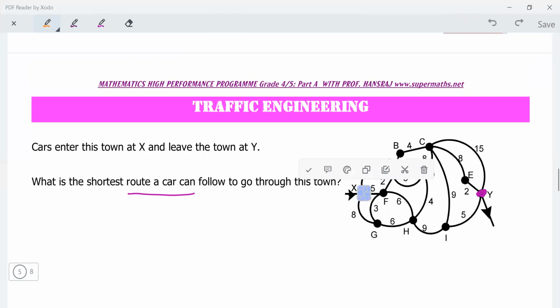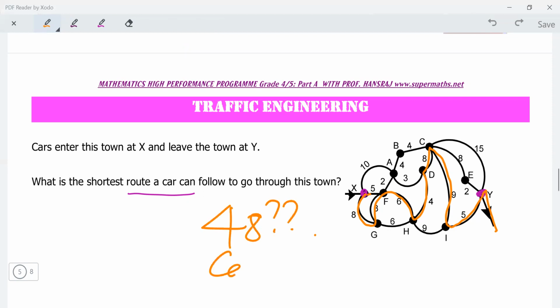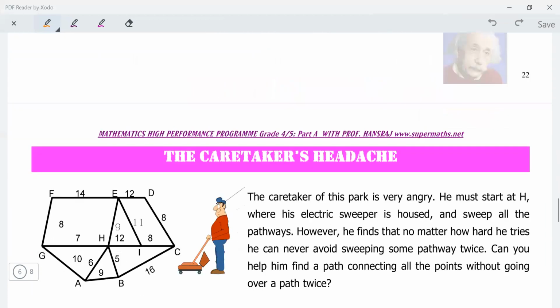You could probably go down here, there, up there, and out. What route is that? That's 8 plus 8 is 16 plus 6, 22, plus 4 is 26, plus 8 is 34, and 9 is 43, 45, 48. Can you beat this? Can you find a better path? All right, we shall see in the lecture proper if it's possible.